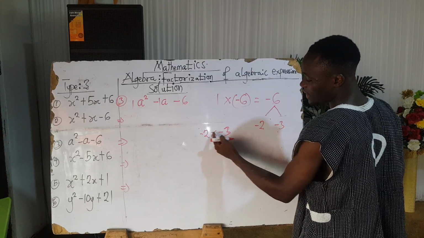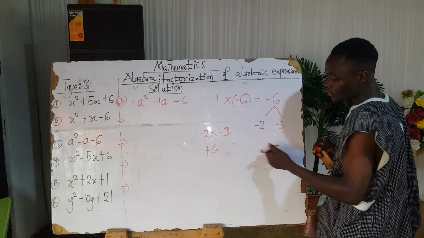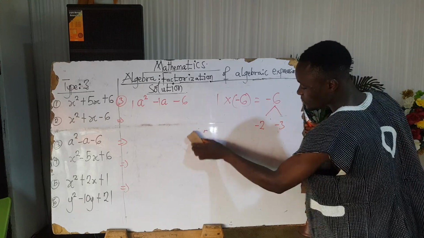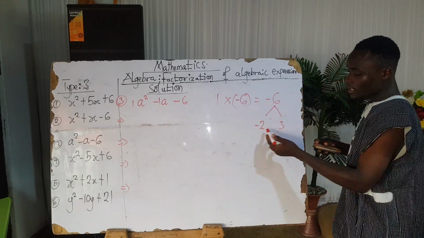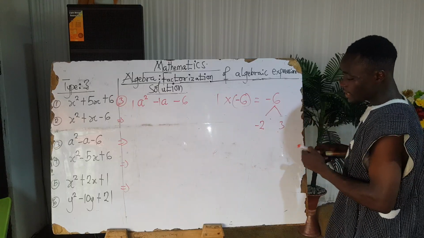Negative times negative gives us positive. 2 by 3 gives us 6. So this will not work. So we can pick negative 2 and positive 3. And when you multiply negative 2 by positive 3, you are going to get this.